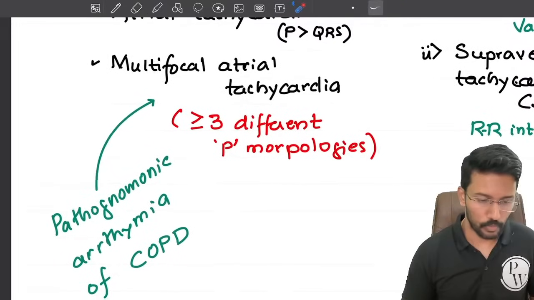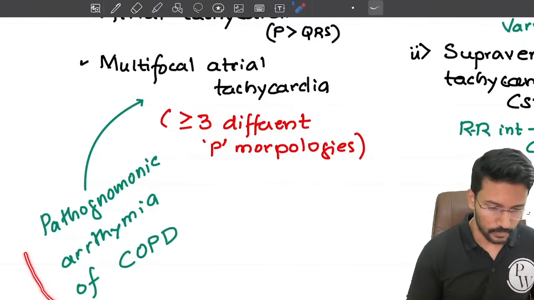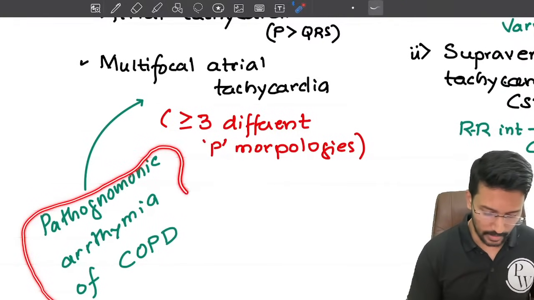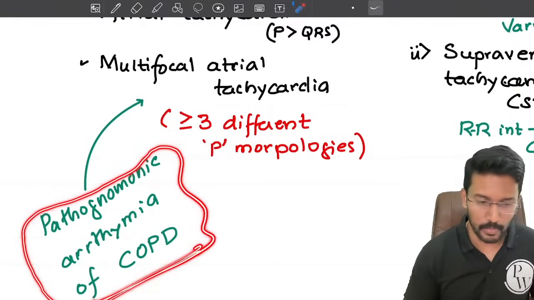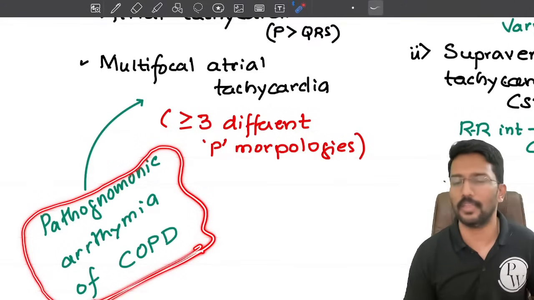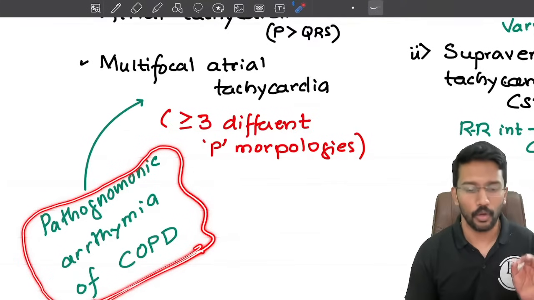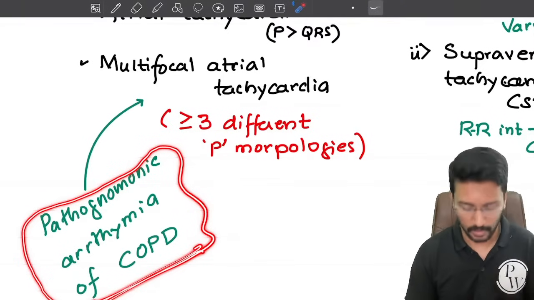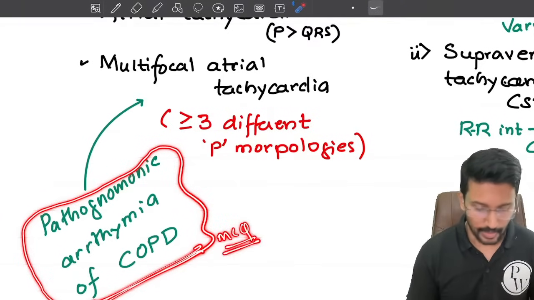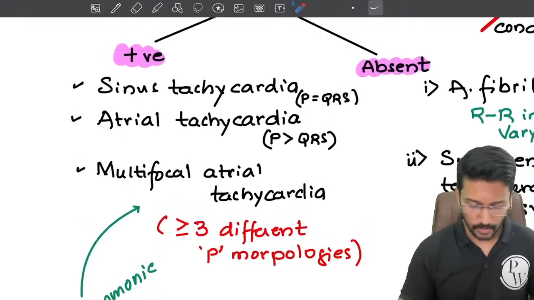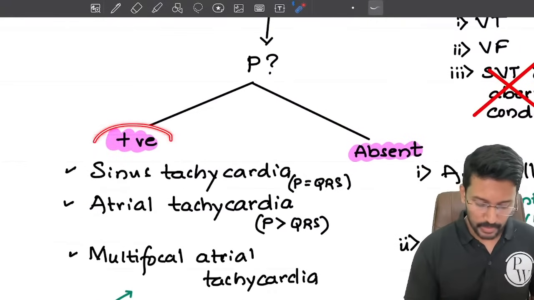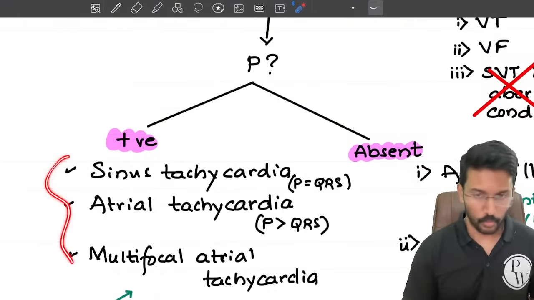And I want you to remember one MCQ point about it. Multifocal atrial tachycardia is the pathognomonic arrhythmia of COPD. It is only seen in patients with COPD. Multifocal atrial tachycardia is only seen in patients with COPD. Remember this. This is a potential MCQ point. So if you have a P wave present and tachycardia, these are the possibilities.